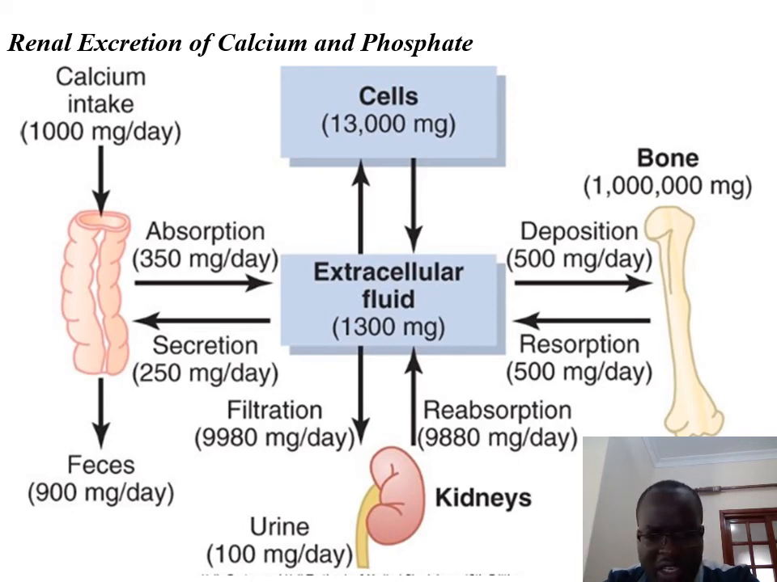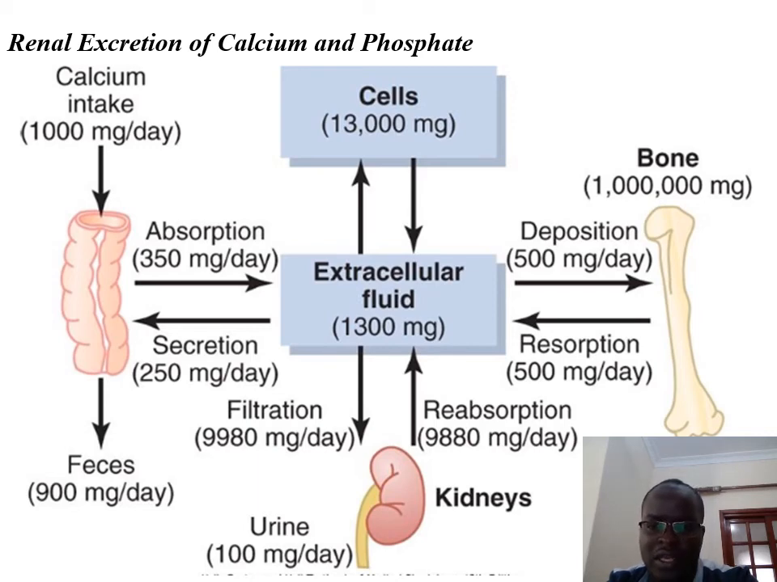And out of that, 99% we are saying it's being reabsorbed. So you can see here, 9,880 is being reabsorbed back into the body. And what is being excreted is the difference between the two, which is 100 milligrams. So only 100 milligrams of calcium is being excreted in the urine, which makes sense because here the overall absorption was 100 milligrams. If you want to maintain these concentrations within the body, it means you need just to lose 100 milligrams of calcium per day.